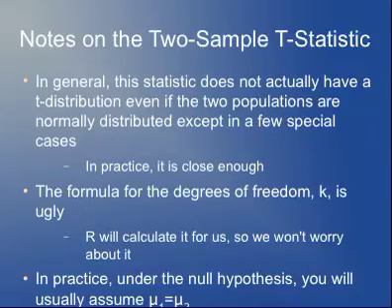And as I said before, under the null hypothesis, in practice, you'll almost always assume that mu1 equals mu2. In other words, the means of the two populations are equal to one another. But if for some reason you wanted to test the null hypothesis that the difference in the means were 10 rather than 0, you could still do that.